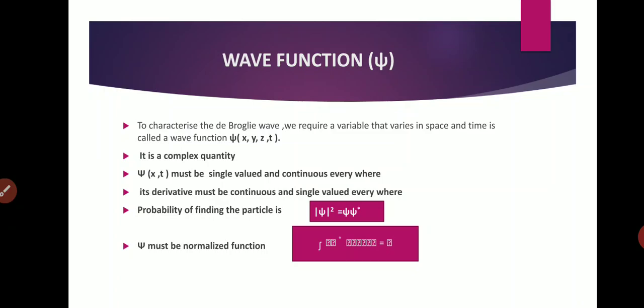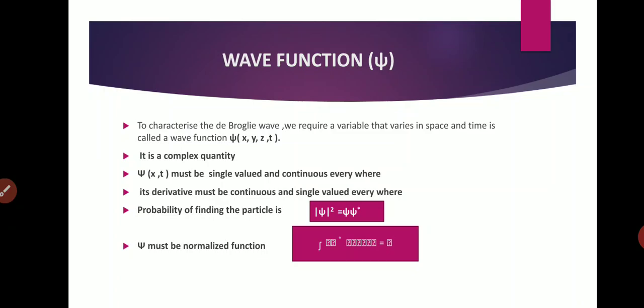It is a complex quantity, and the properties of a wave function are these: the wave function psi of r, t, or psi of x, t, must be single valued and continuous everywhere. If we take the partial derivative of this wave function, the derivative must also be continuous and single valued everywhere. So these are the properties of a wave function.